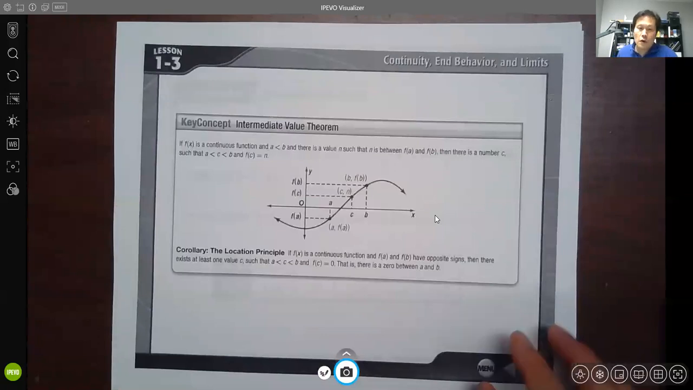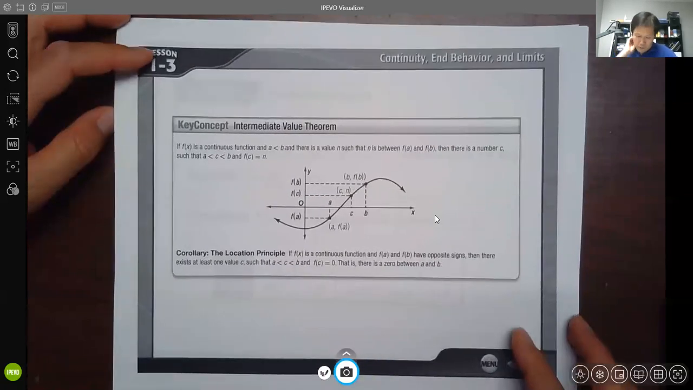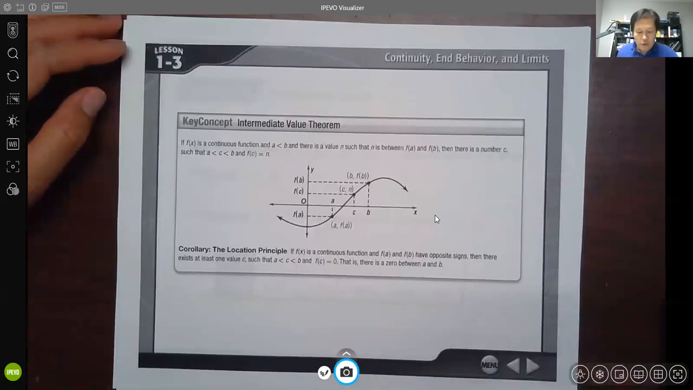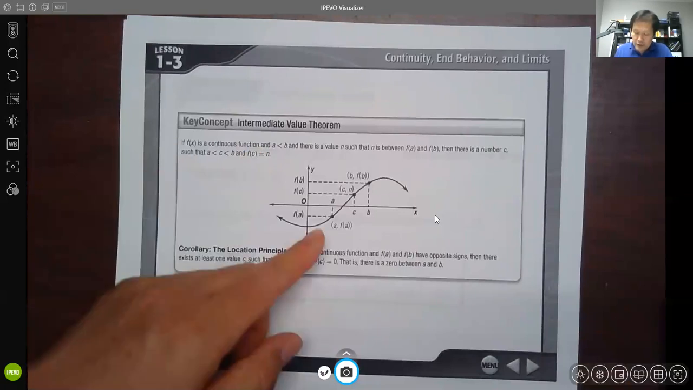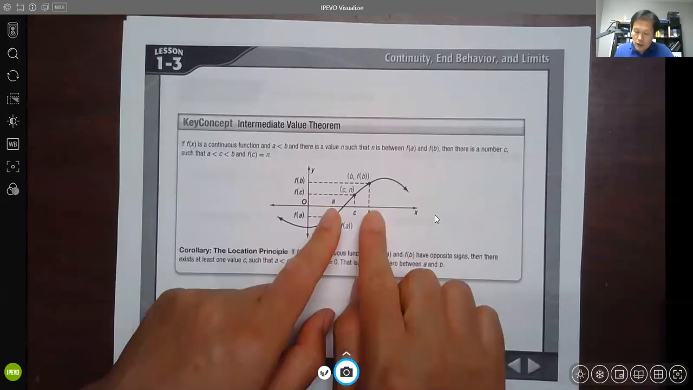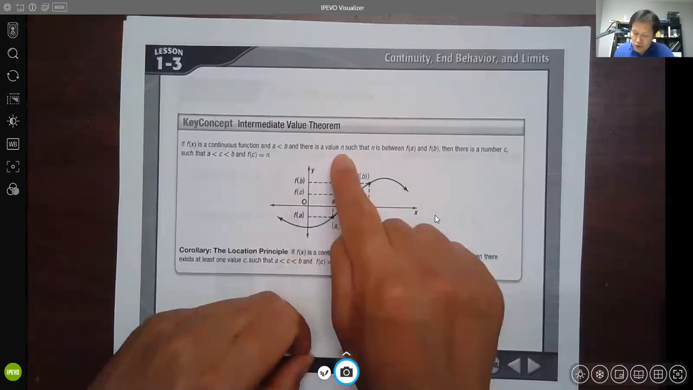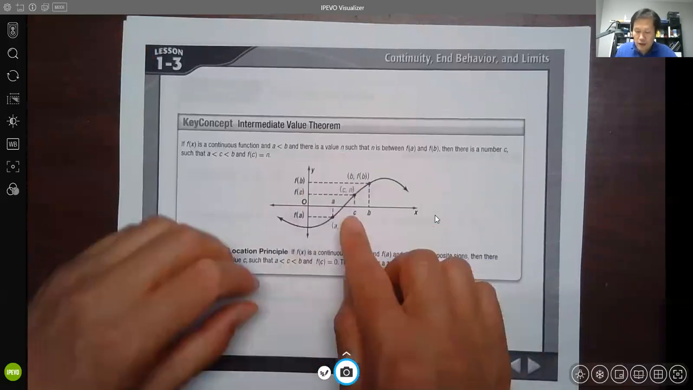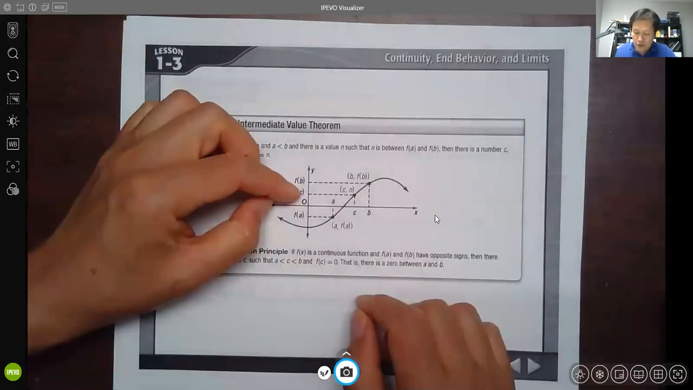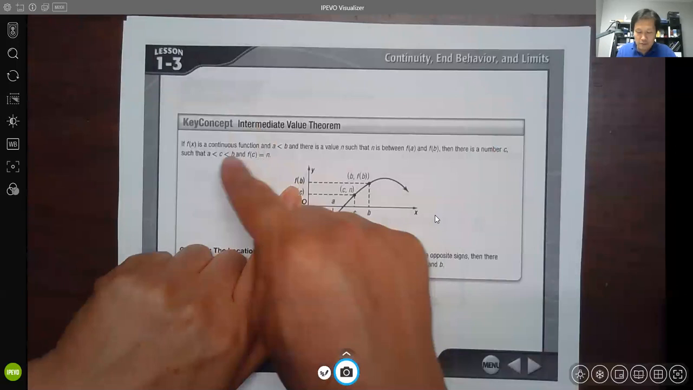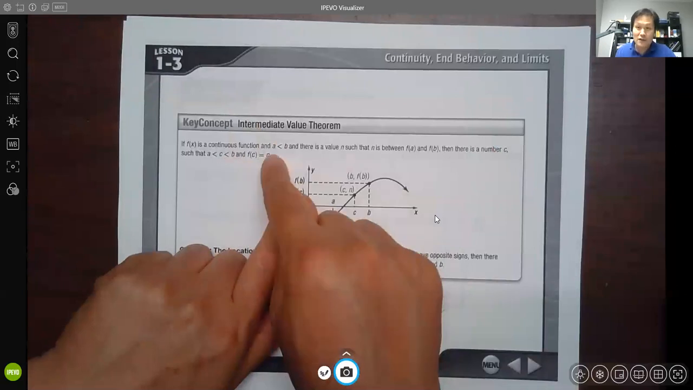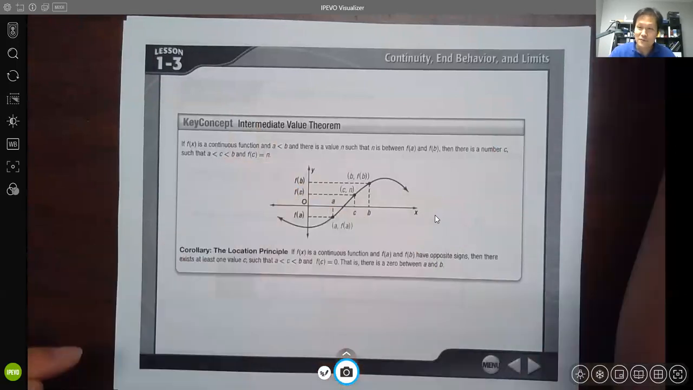Okay, intermediate value theorem. It says for f of x a continuous function, a is less than b. So the value of x, a is here, b is here. And there is a value of n such that n is between f of a and f of b. Then there's got to be a c between a and b which satisfies this. Sounds awfully complicated, right? So what are they talking about here?